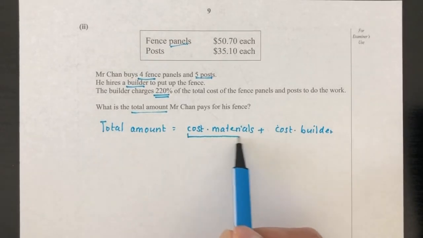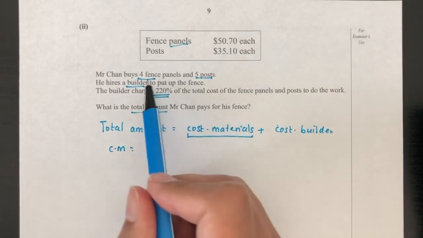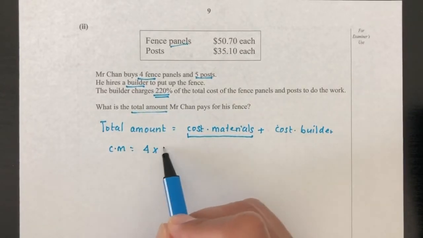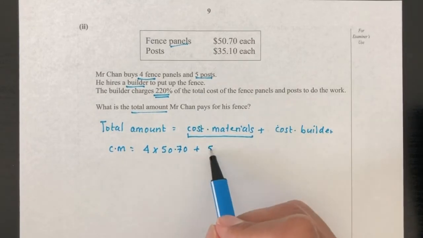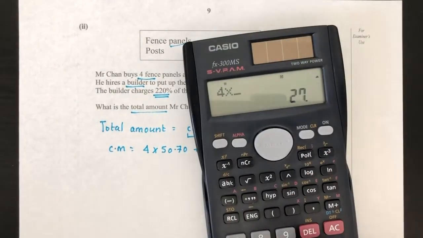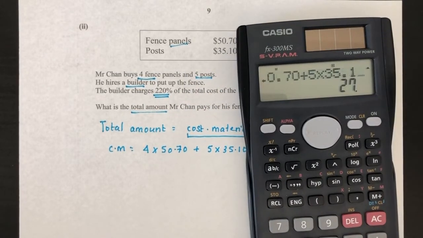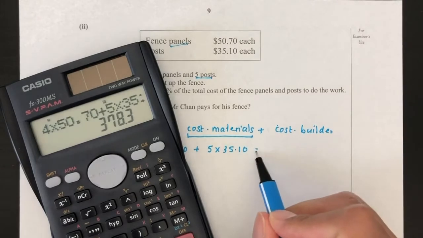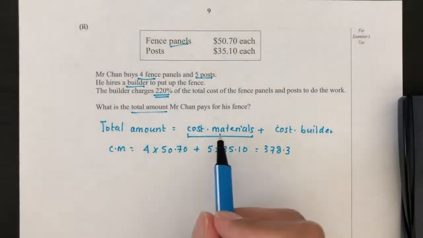So what is the cost of material? Let's call it CM. That will be 4 fence, so 4 times 50.7, and then 5 posts, 5 times 35.10. That will be 378.3 for the cost of the material.